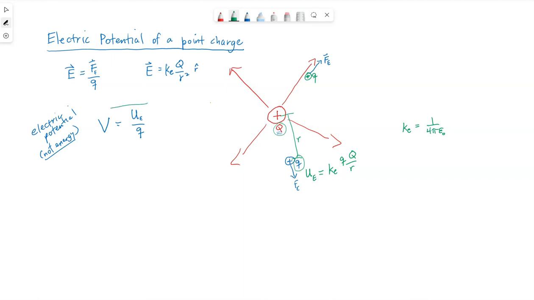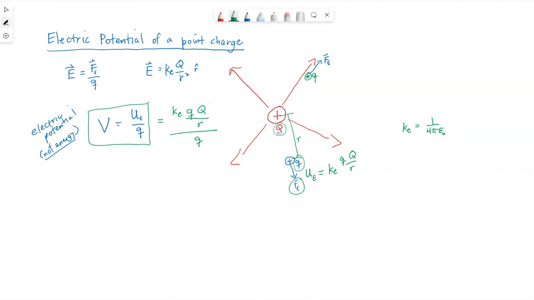Well, if we come back to this relationship of how we are defining electric potential, I put in the potential energy equation we already derived, and then I'm dividing by this lowercase q that's feeling the force, that has the energy. Now, granted, the other charge would feel a force and have energy as well, but we can only talk about one of them at a time.